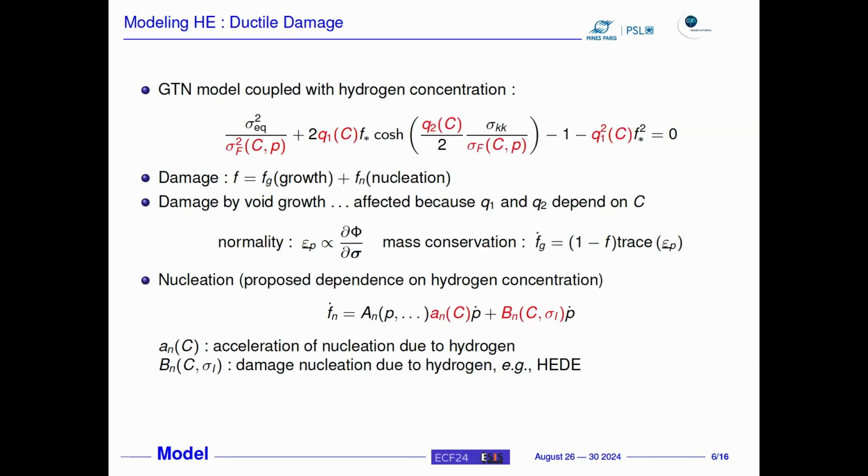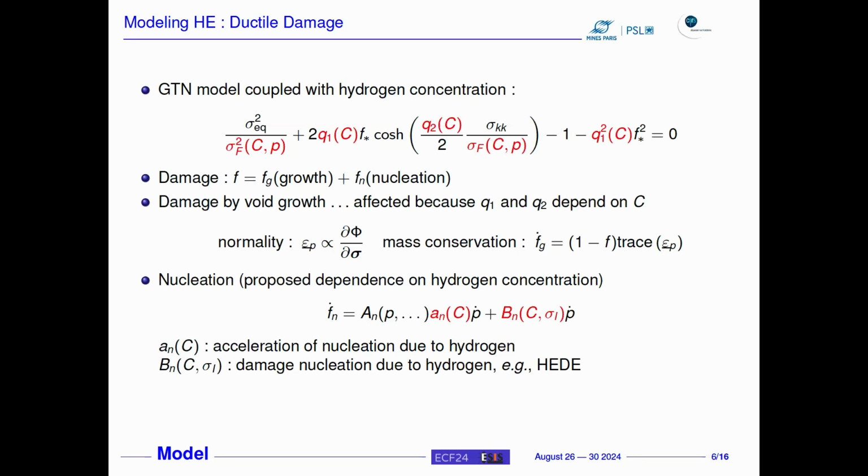We need ductile damage, so I'm probably not very familiar with this kind of modeling. So that's a model where we introduce damage, and damage in ductile material corresponds to void growth, but also void nucleation, the creation of new voids. And that's what this formula here is more or less representing.